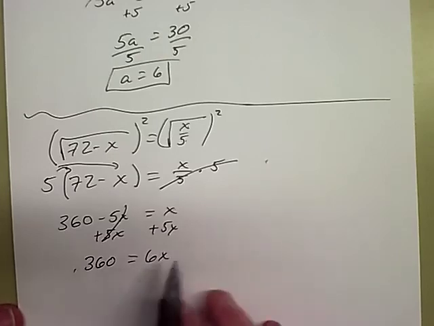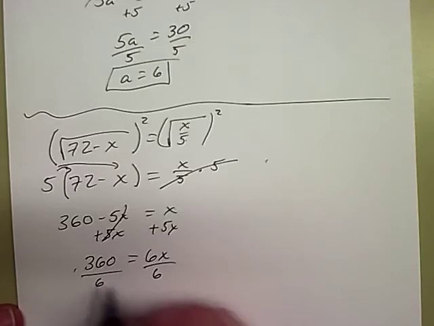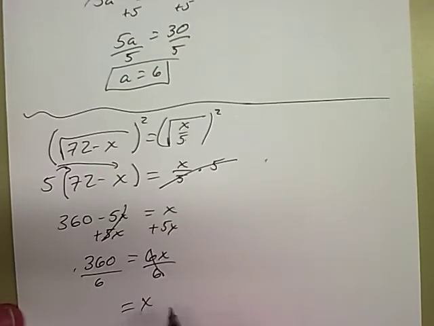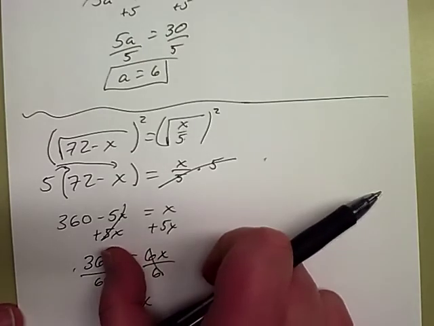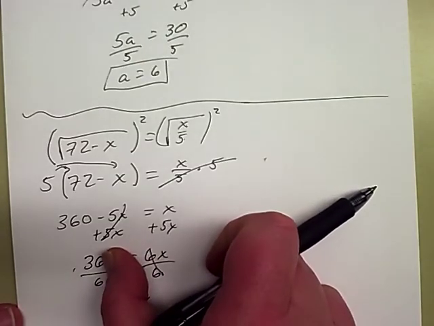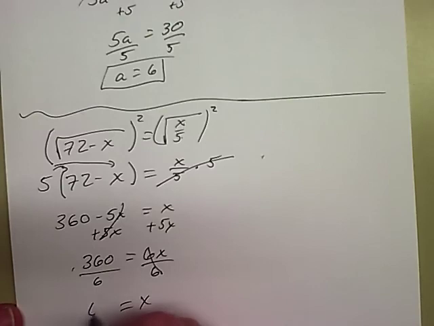Now this is really simple. I could do this in my sleep. Divided by 6. That's gone. x equals 360 divided by 6. Well, I know 36 divided by 6 is 6. And that other 0 gives me 60.